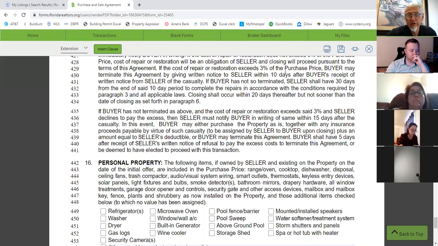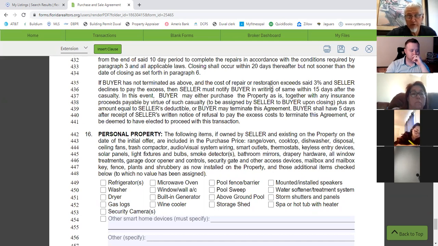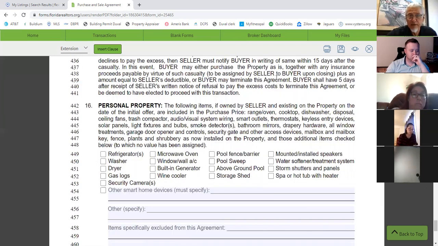That's the part where it says if it exceeds 3% of the purchase price, and it tells who has the right to do what. This is in the instance if they have a fire or hurricane damage, stuff like that. And it tells what remedies they have if the seller refuses to repair or that kind of stuff.